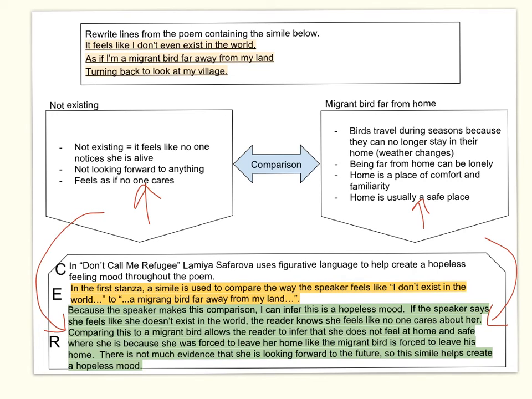I want you to compare what I have to what you have. How is it the same? How is it different? Now that you see what I'm looking for, can you also replicate that by writing one of your own?